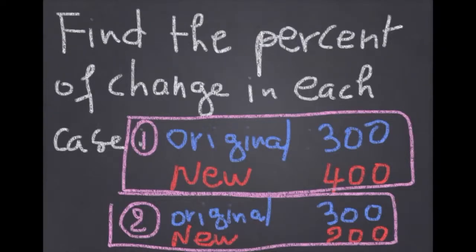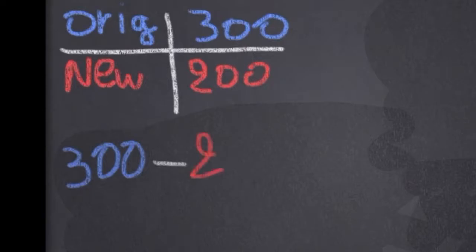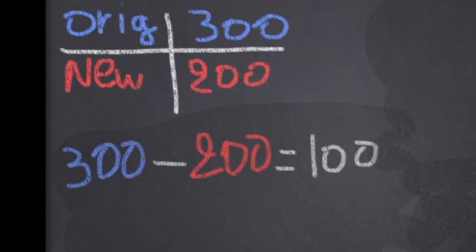Let's move to the second part. Original 300 and the new 200. As we did before, we have to find the difference. 300 minus 200 in this case equals 100. So the change is 100. However, it's a decrease.